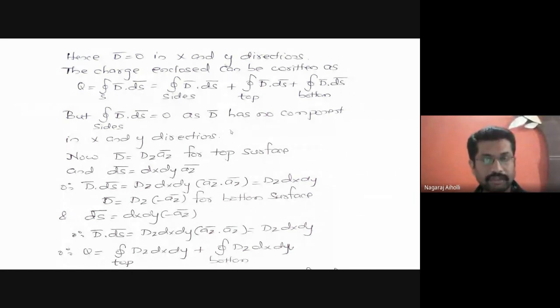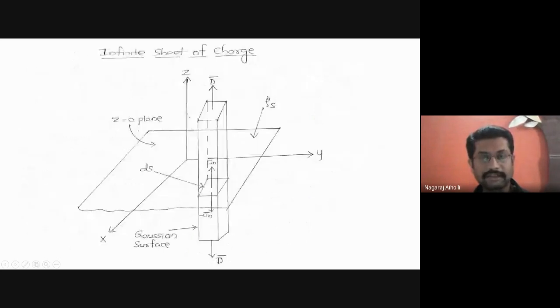Therefore, if I consider the top surface, what will be D bar, students? It is D_z into a_z bar. Yes or no? D bar is equal to D_z into a_z bar. D_z is the magnitude, a_z bar is the direction, the unit vector, for the top surface. D_z is the magnitude and a_z bar is the direction of the D bar for the top surface.